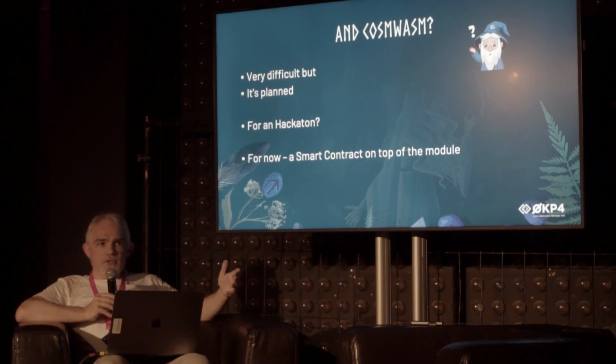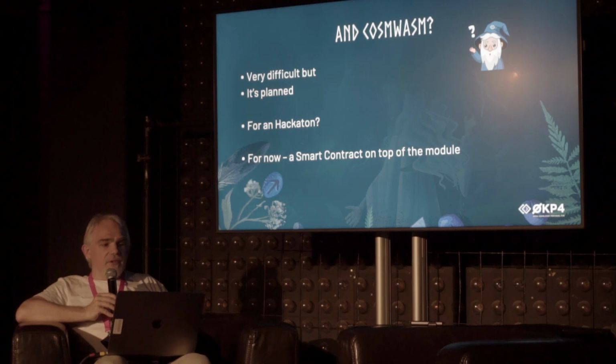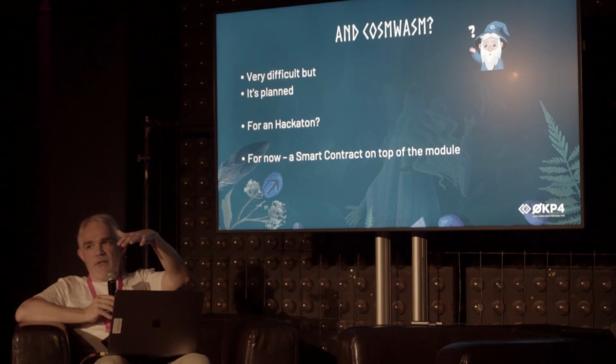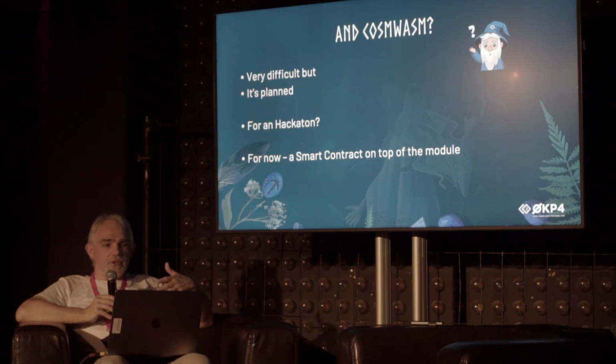So, okay, we have a Cosmos SDK module, which is fine, but why not a Cosmos WASM smart contract instead? It's very difficult, it's not easy, but it's planned. And maybe it can be a very good candidate for a hackathon. We will probably have a small hackathon, so if you want to participate and write a Prolog interpreter in WASM, you can. For now, we have developed a specific smart contract on top that abstracts that. So from your point of view as a client, you just interact with the smart contract.